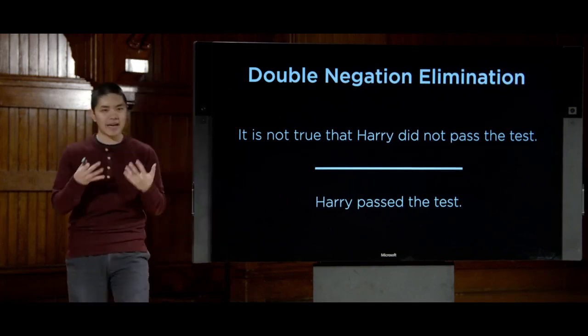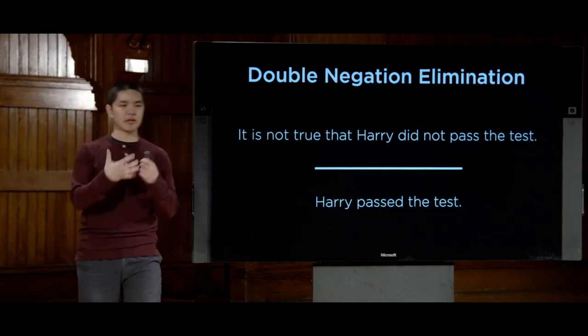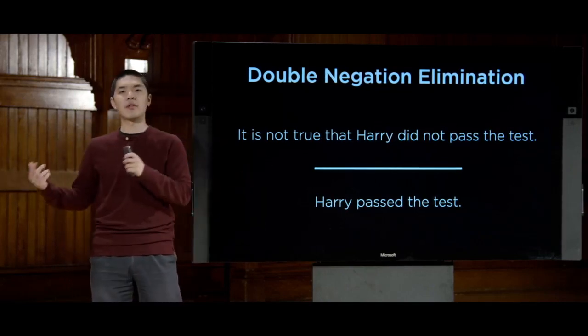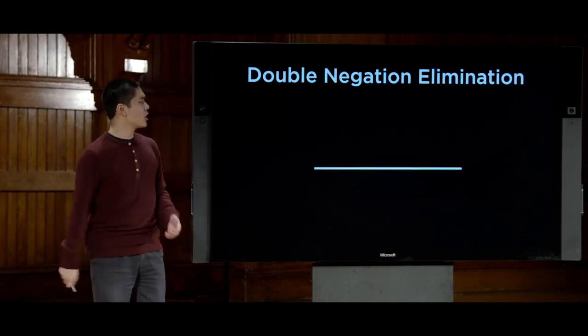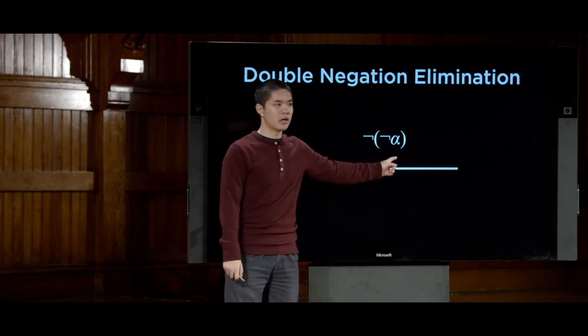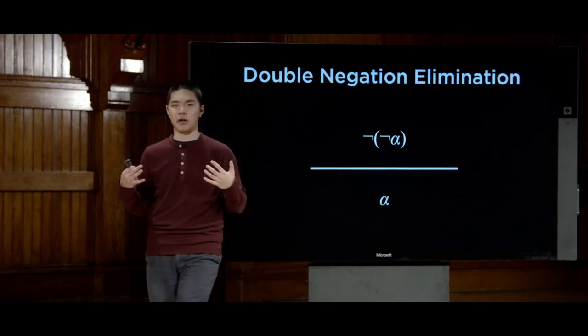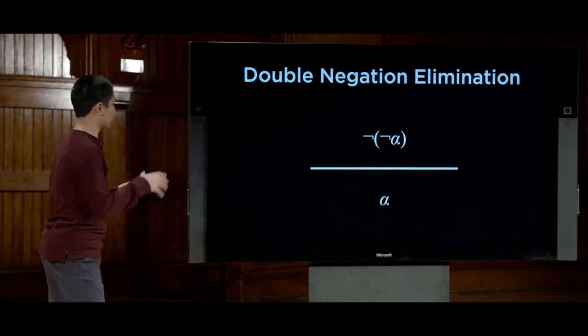That if we have two negatives inside of our premise, then we can just remove them altogether. They cancel each other out. One turns true to false, and the other one turns false back into true. Phrased a little bit more formally, we say that if the premise is not alpha, then the conclusion we can draw is just alpha. We can say that alpha is true. We'll take a look at a couple more of these.